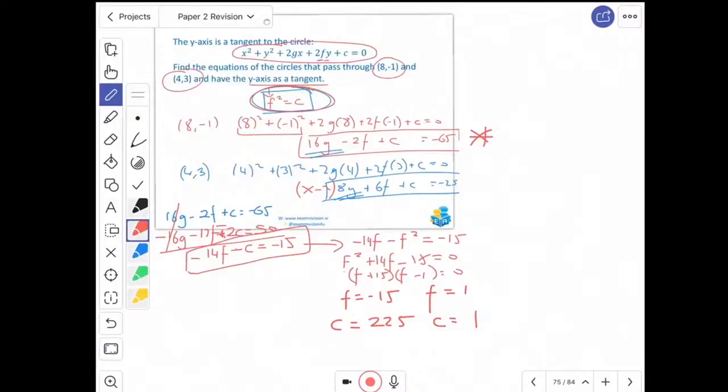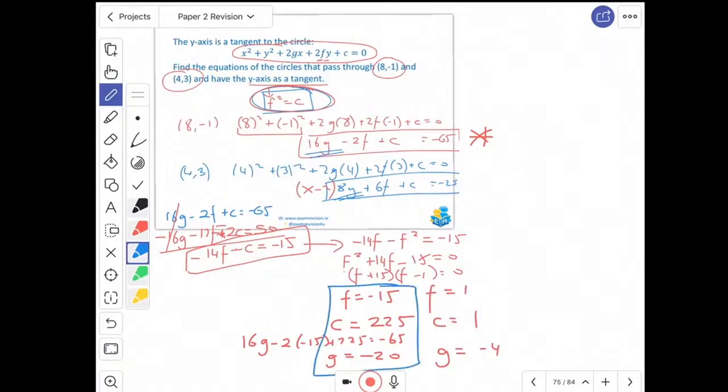So it's going to be 16g minus 2 times minus 15 plus 225 is equal to minus 65. And you end up getting that g is equal to, I think, minus 20. And then if you do it for the other one, you'll get g is equal to minus 4. And then to finish this question off, you just need to take these three answers and put them in for g, f, and c, and the same for these, and you get your two equations of a circle.